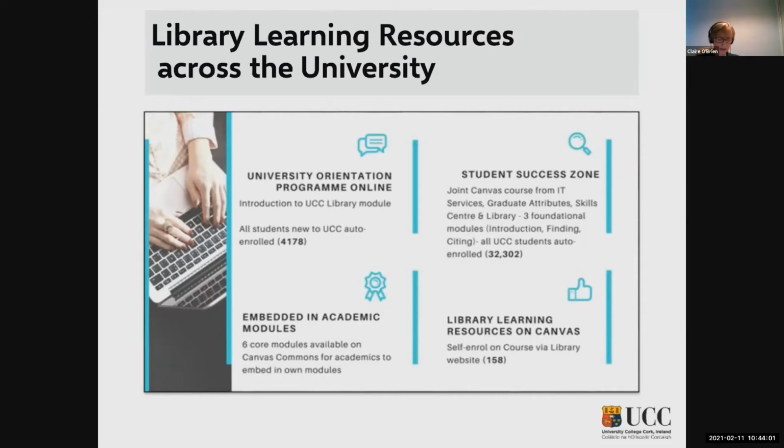And all UCC students are auto-enrolled in this. That's over 32,000. The full library course itself is linked from the library website and has about 160 students self-enrolled. And our liaison librarians also make use of the modules in their teaching. We then made the interdisciplinary modules available on Canvas Commons for academics to embed into their own modules.